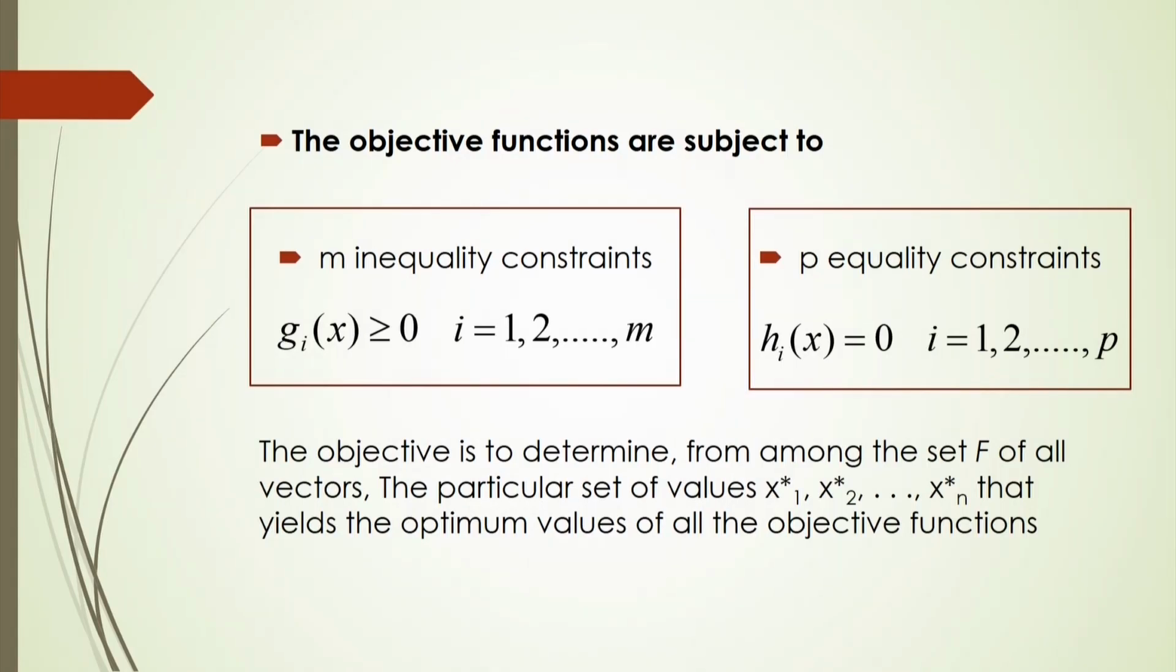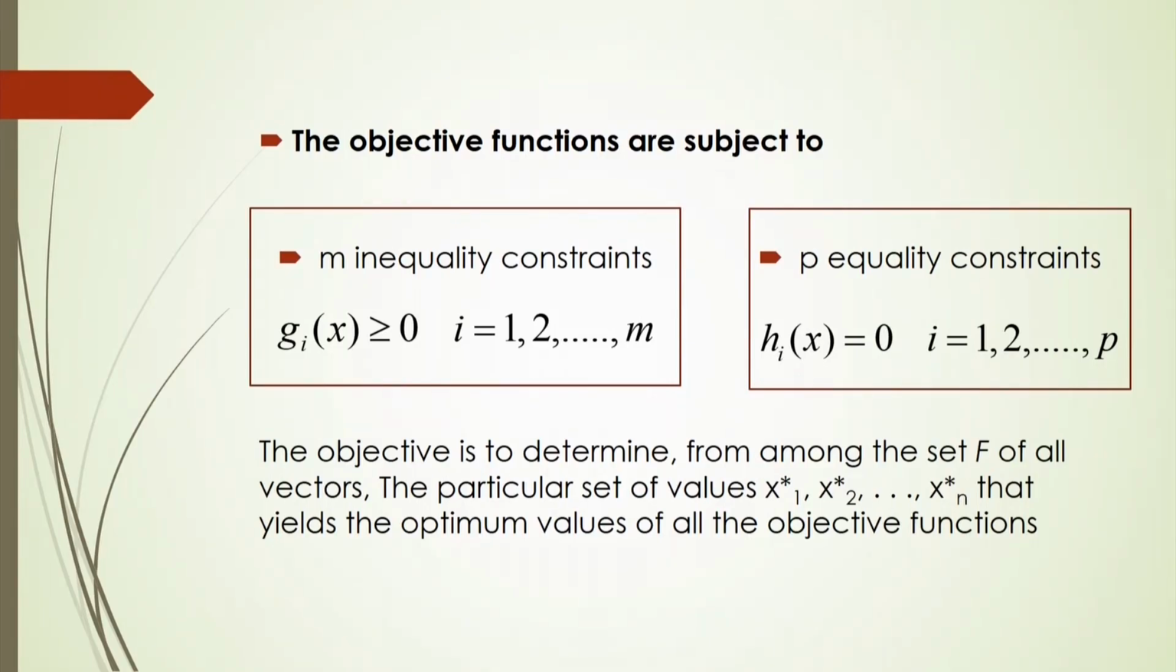Maybe different types of constraints will be there. Sometimes m inequality constraints will be there, g_i as a function of x, which should be greater than or equal to 0, where i is 1 to m, like this, m number of inequality constraints, and p is the number of equality constraints. Some equality constraints should also be considered as constraints there.